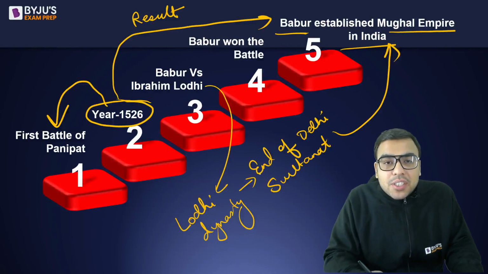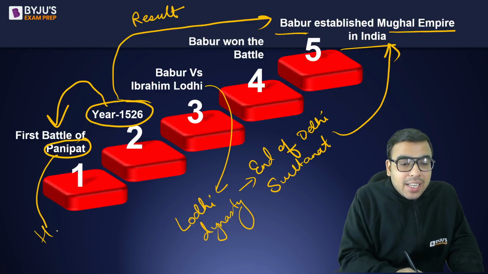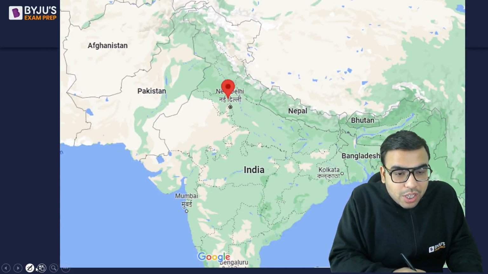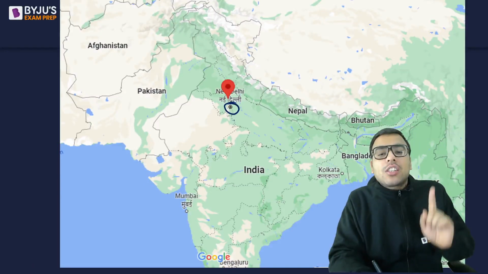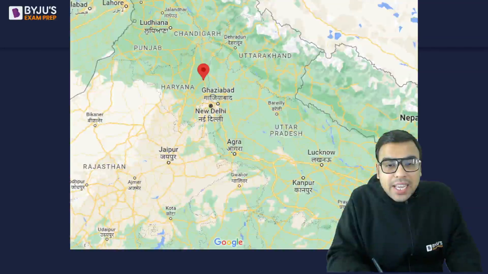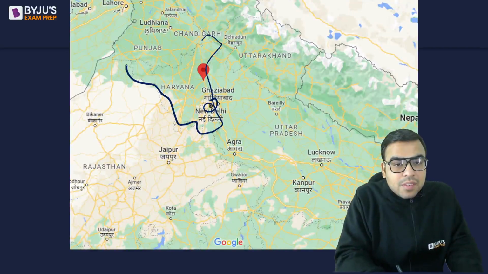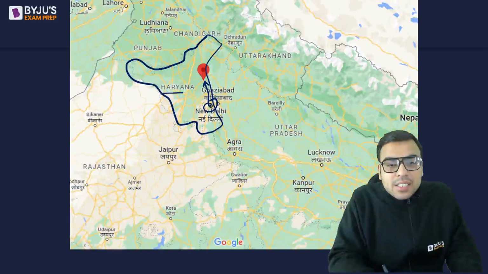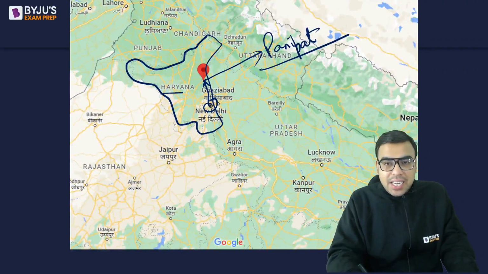We have discussed the first Battle of Panipat. I have just told you that Panipat is a place in Haryana state, so let me show you on the map where exactly Panipat is. If you see it carefully, this is the India map. This is Delhi. This one is Haryana state. If you go north from Delhi, somewhere here you will find the place called Panipat. So Panipat is in the state of Haryana.